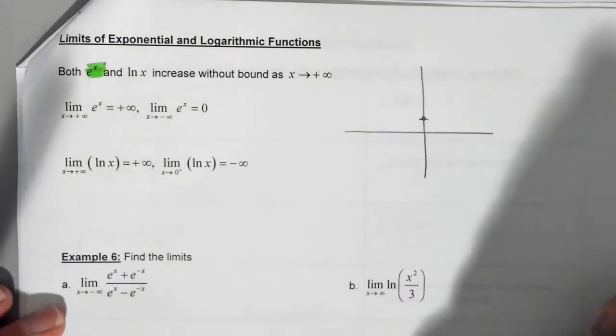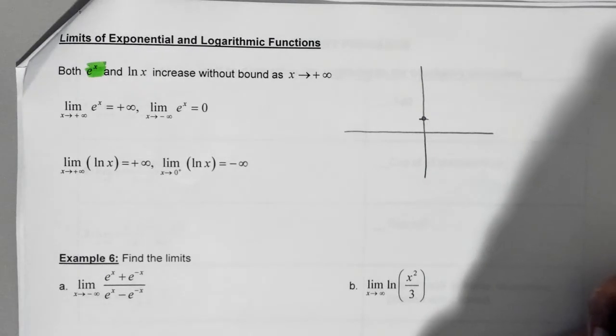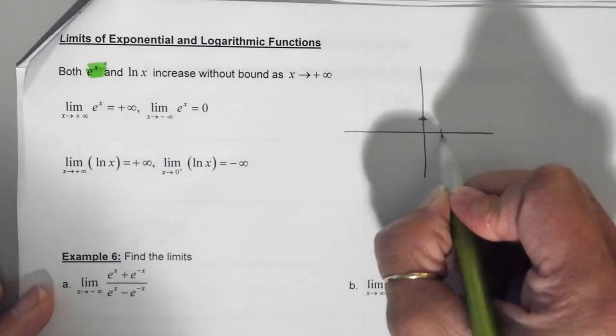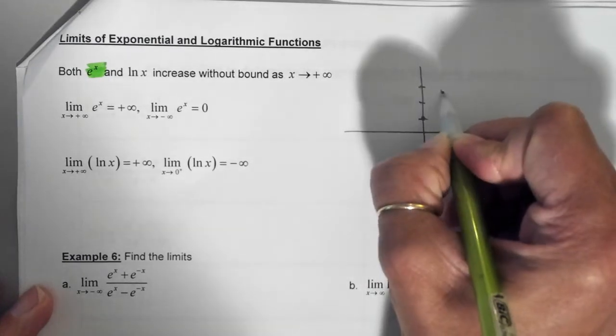What's the approximate value of e? 2.7. That's enough, right? 2.7, something, something, something. Don't care. I can figure out where 2.7 is. So if I plug 1 in for x, that means I'm going to be at approximately 2.7. So maybe right here.